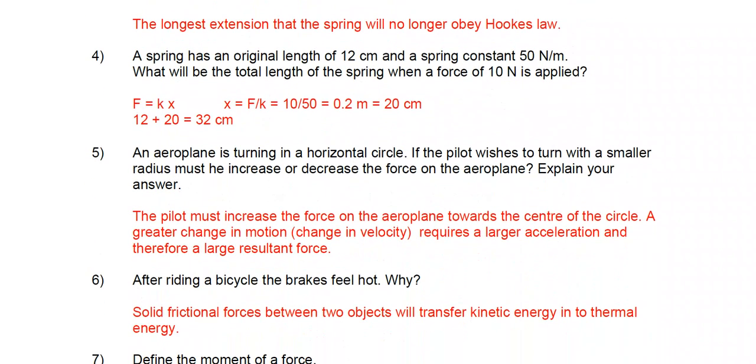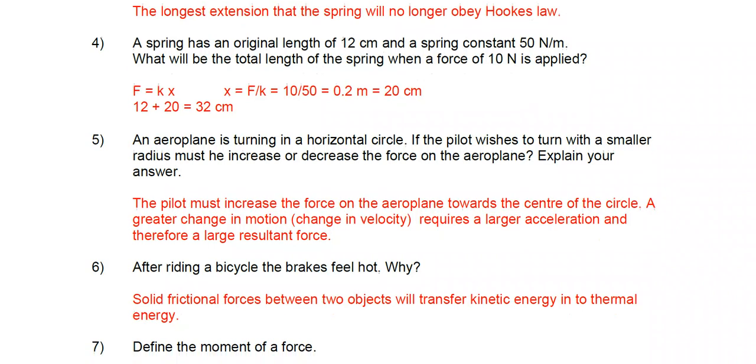Question 4. A spring has an original length of 12 centimeters and a spring constant of 50 newtons per meter. What will the total length of the spring be when a force of 10 newtons is applied? Well, we've got F equals kx, so x is F over k, so 10 divided by 50 is 0.2, but that's in meters, so converting to centimeters we get 20 centimeters. 12 plus 20 is 32 centimeters.